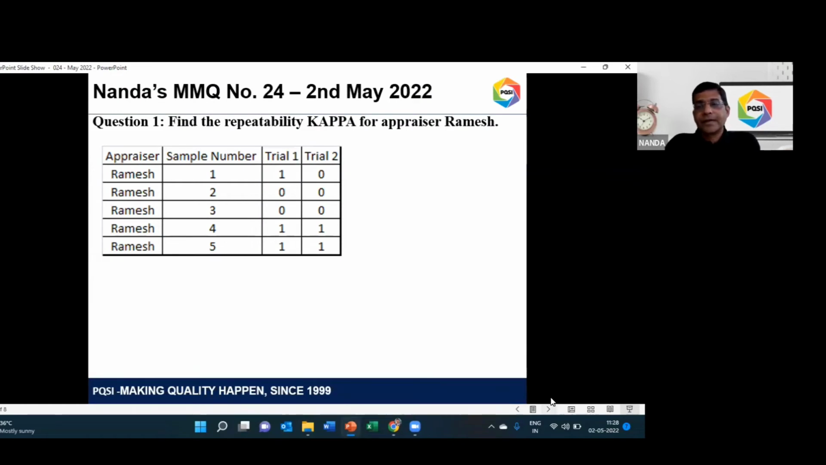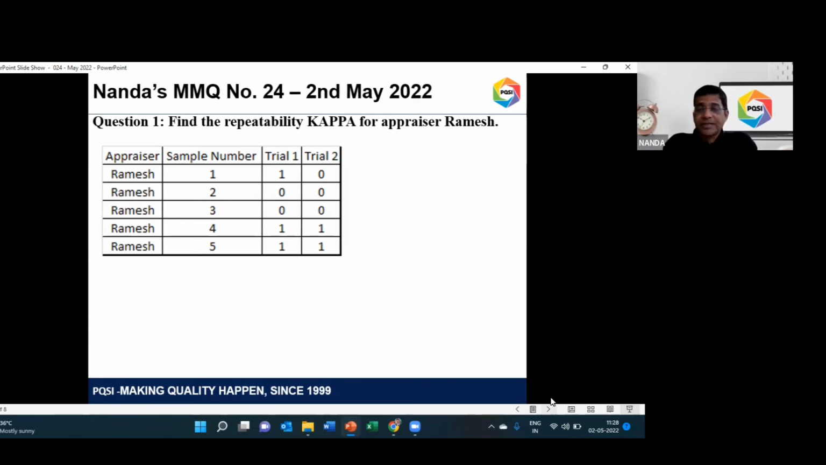Okay, so these are the observations that we have for a repeatability study of an appraiser Ramesh. So there were 5 samples, typically something like a visual inspection. There were 5 samples, and these are the observations on trial 1 and trial 2, where a number 1 indicates that it is an okay part and a number 0 indicates that it's a not okay part. Okay, so these are the observations.